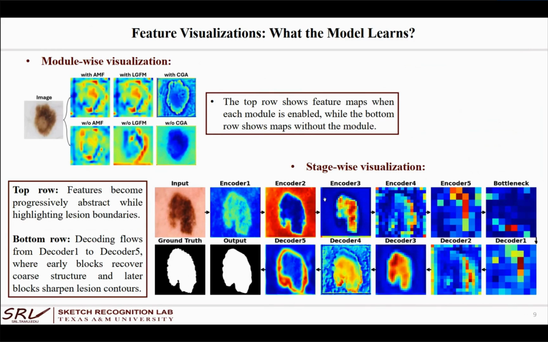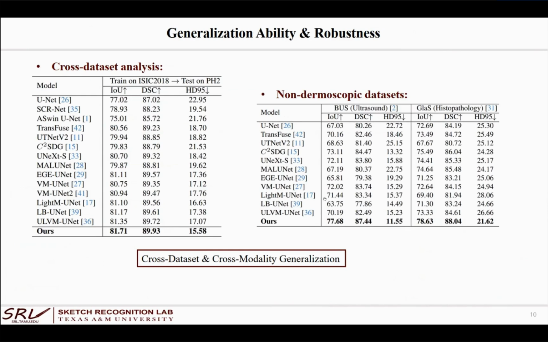And we also evaluate generalization. MambaLite performs well when trained on the ISIC 2018 dataset and tested on the PH2 dataset. We also tested beyond dermoscopy on ultrasound and histopathology datasets. This shows that the learned representation is not limited to one dataset or one imaging condition.